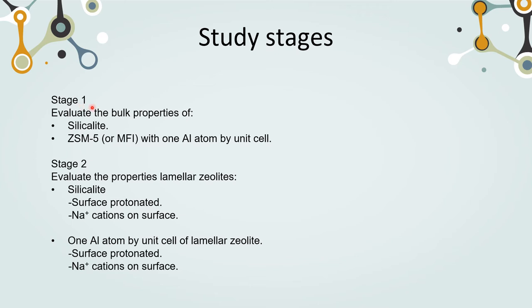For stage one, we evaluate the bulk properties of zeolite and ZSM5 or MFI with one aluminum atom per unit cell. Here, zeolite refers to ZSM5 zeolite framework composed only of silica. In stage two, we evaluate both zeolites but in laminar configuration. Since in the model of lamellar zeolite, the surface has oxygen atoms with free bonds, in our study, we considered both the case where the free bonds on the surface are saturated with protons or sodium cations.